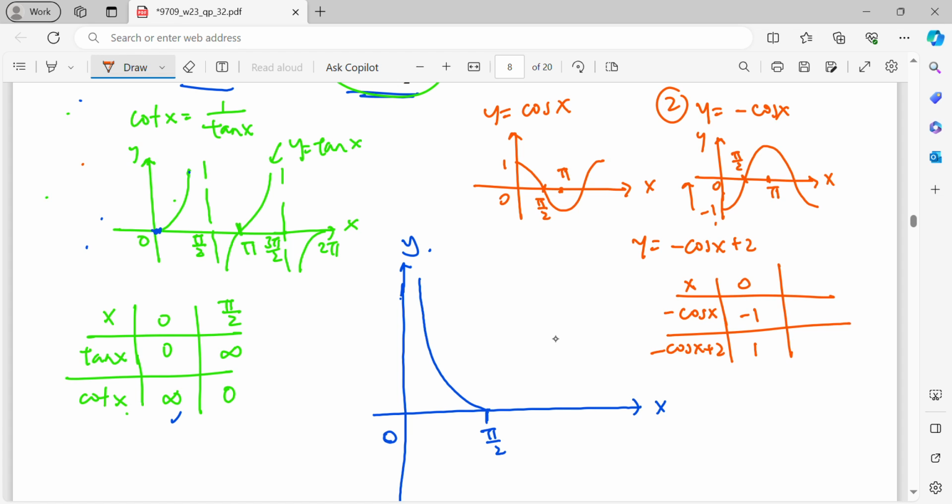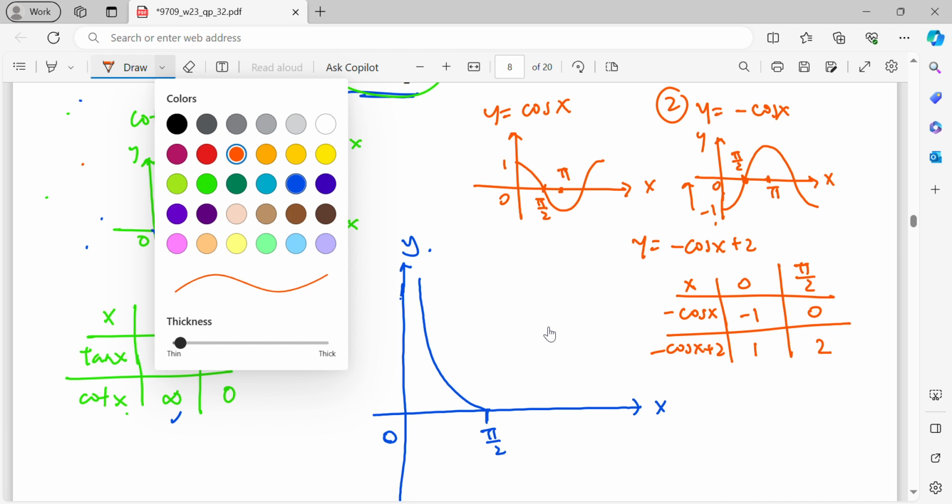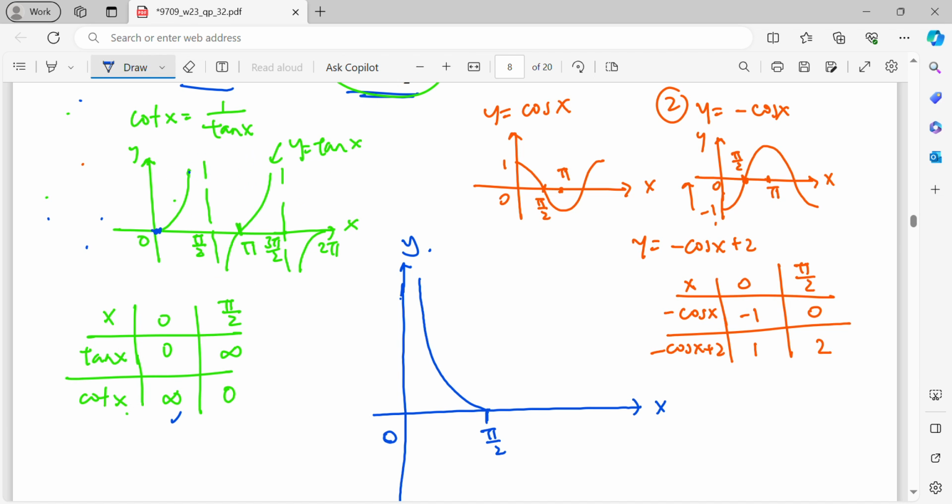And then at pi over 2, the negative cos x will be 0. Then 0 plus 2 becomes 2. So now here, let's say here is 1. This is 2. Now I will get the point 0, 1, and then pi over 2 is 2. The shape will be exactly the same as this. So I will just sketch like that.